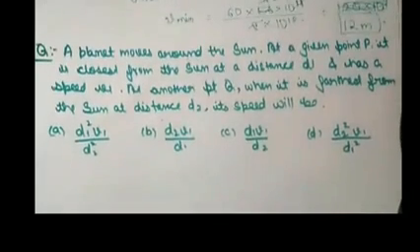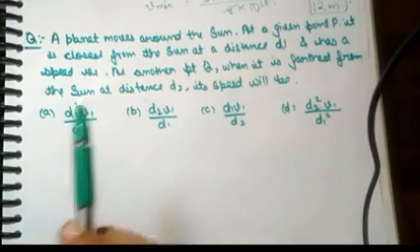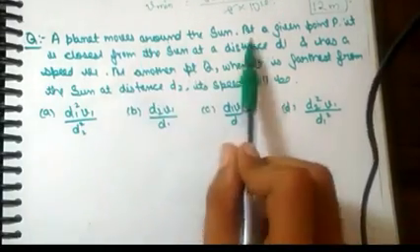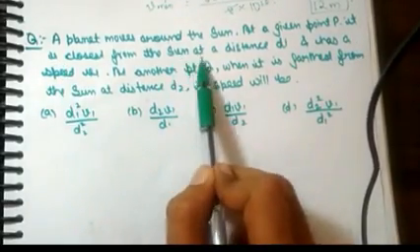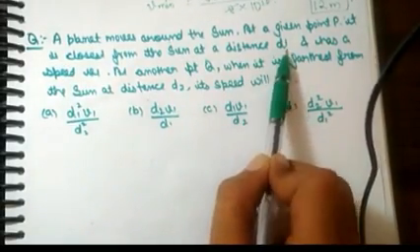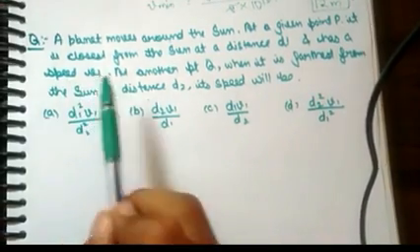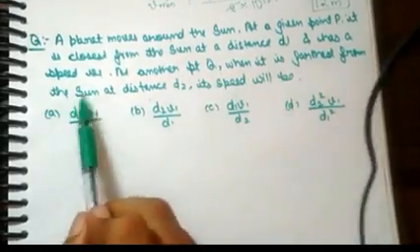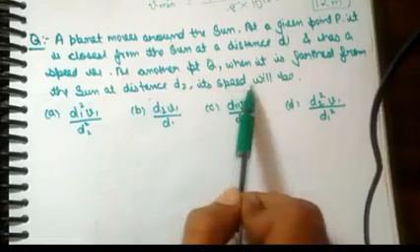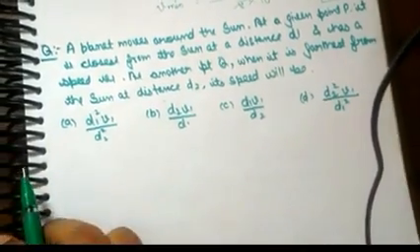Now let us do another question based on the second law. So here is the next question. The question is saying that a planet moves around the Sun, and at a given point P, it is close to the Sun at a distance d1 and has a speed v1. At another point Q, when it is farthest from the Sun, at distance d2, its speed will be. So it is also similar to the question we did previously.